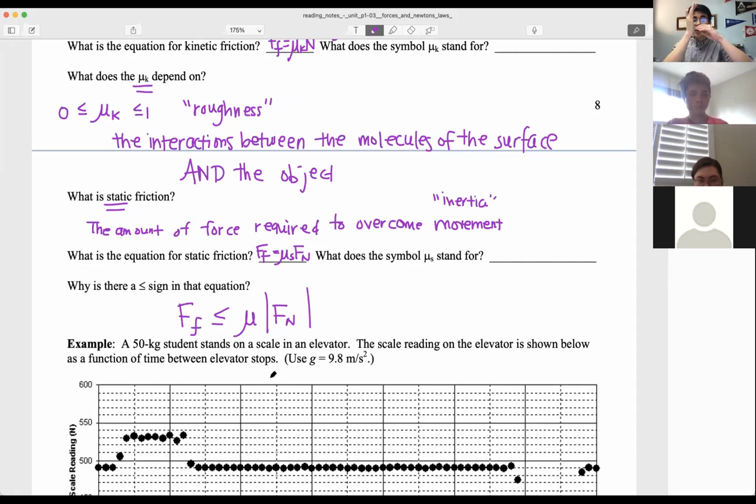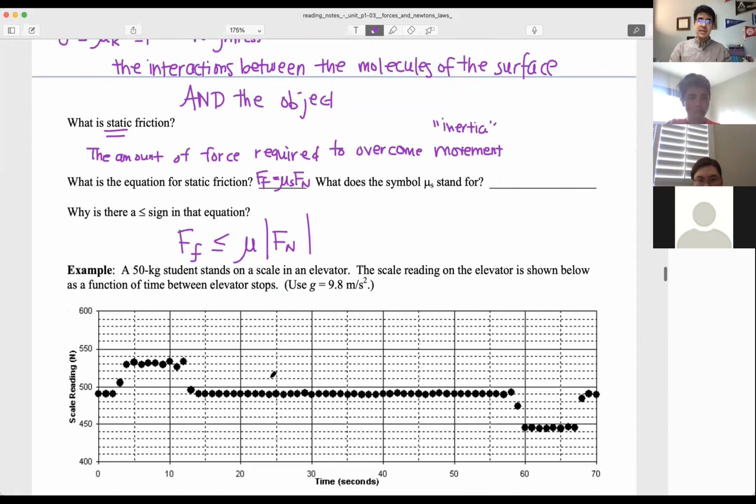So the force of friction is going to actually depend on how much I'm pushing on it. So I can keep pushing on it until I hit that magic value. Once I hit that magic value, it's going to start moving. So the force of friction is not always going to equal mu Fn for static friction. It's everything up to that magic number. Does that make sense what I just said? Okay, so that's why there's a less than.